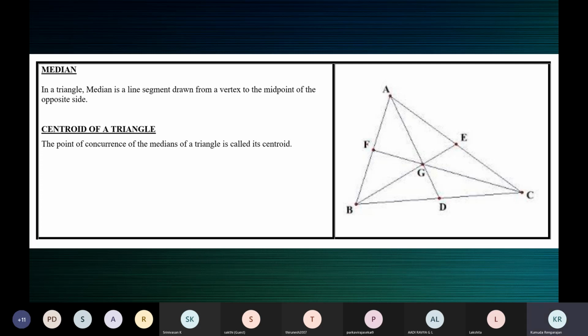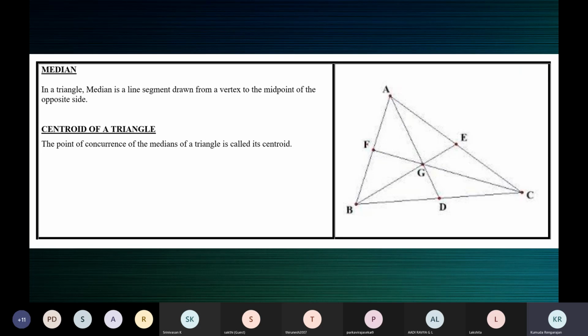How many sides does a triangle have? Three sides. So you can draw the perpendicular bisectors of the three sides, can't you? Yes, you can draw the perpendicular bisectors for the three sides. For any line segment, you can draw a perpendicular bisector.